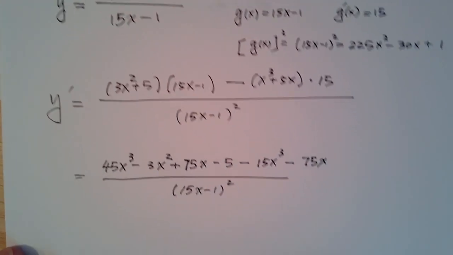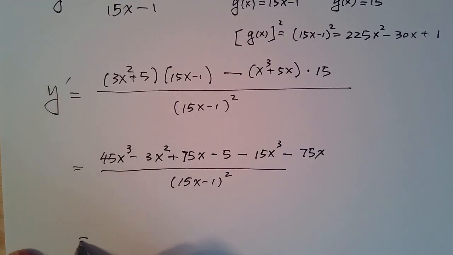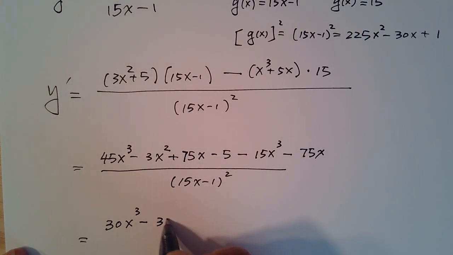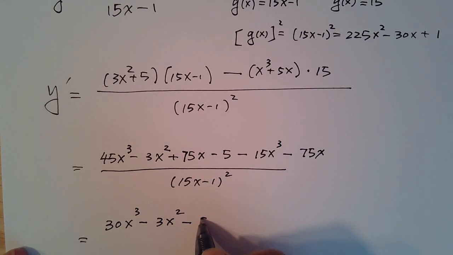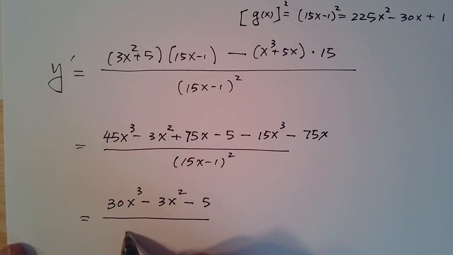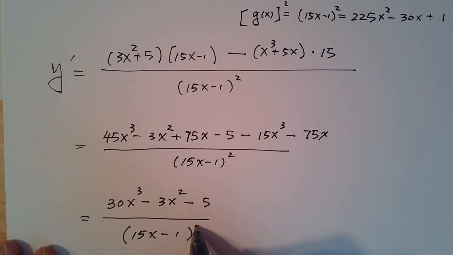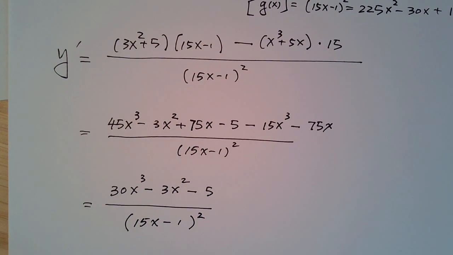You agree? All right, now go ahead. I have 45 minus 15, that's 30x to the third. The square term is minus 3x squared. And the interesting part is 75x minus 75x cancels. So I get this minus 5, and then the denominator 15x minus 1 squared. All right.